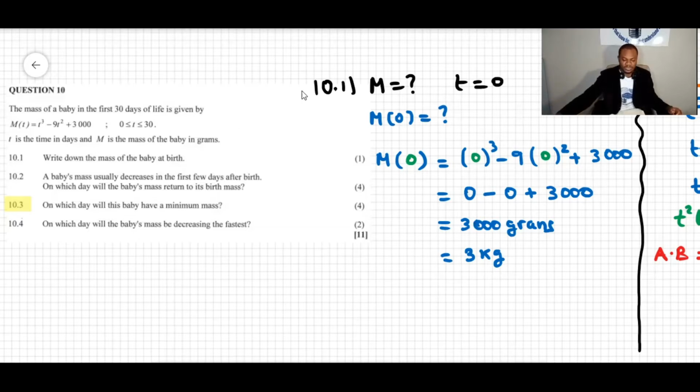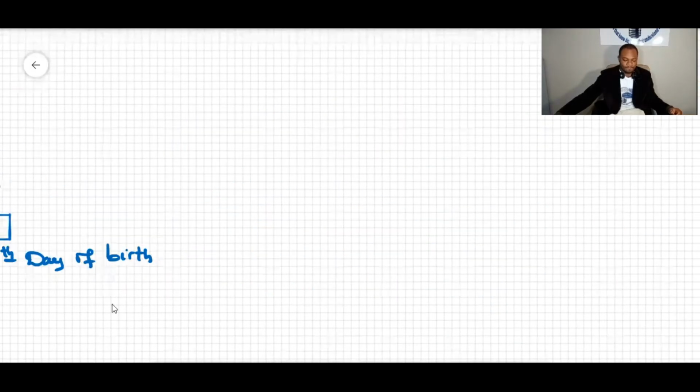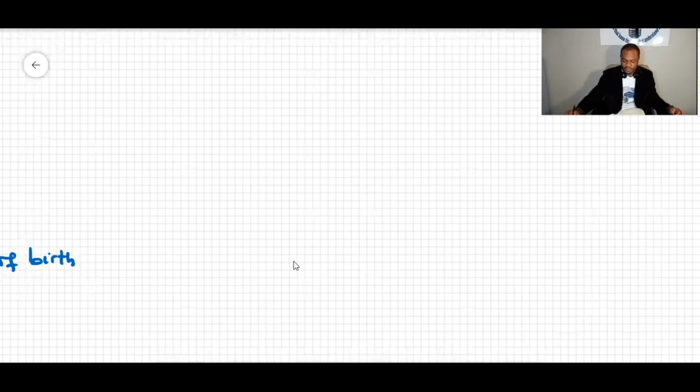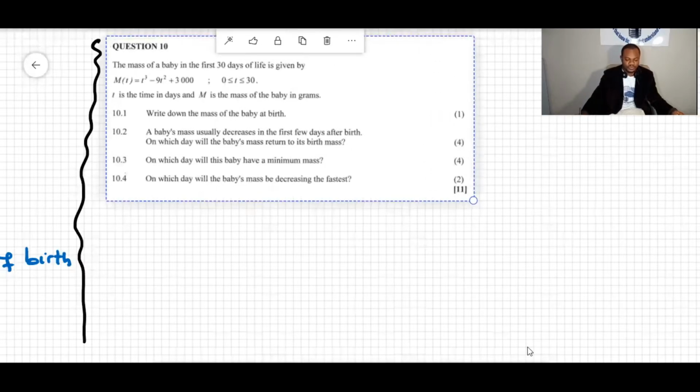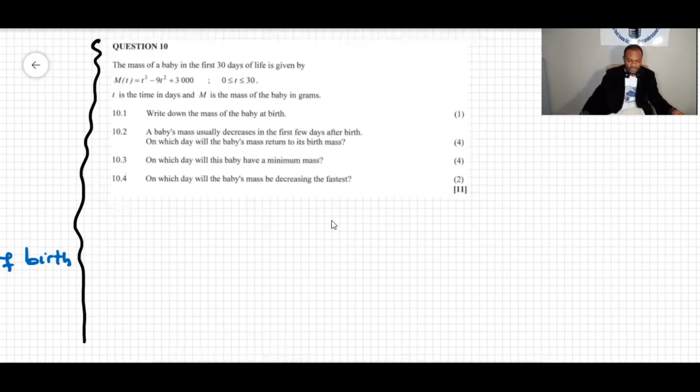To do that, I'm going to move my board over here. So we're going to do question 10.3 here. I think I need to post also the question over here. So we have 10.3. That says, on which day will this baby have a minimum mass?